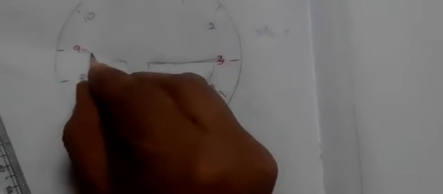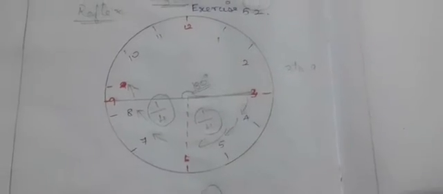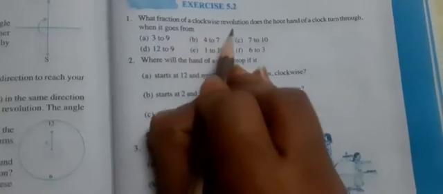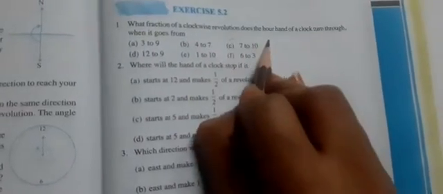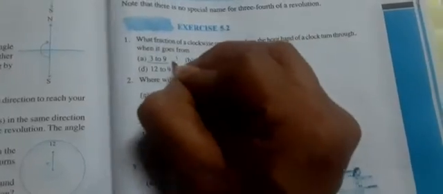So see here, now we have reached 9. So this forms half the circle. Half the circle means 180 degree. So what question they have asked? What fraction of the clockwise revolution does the hour hand of the clock turn through when it goes from 3 to 9? So 3 to 9 is half the revolution.